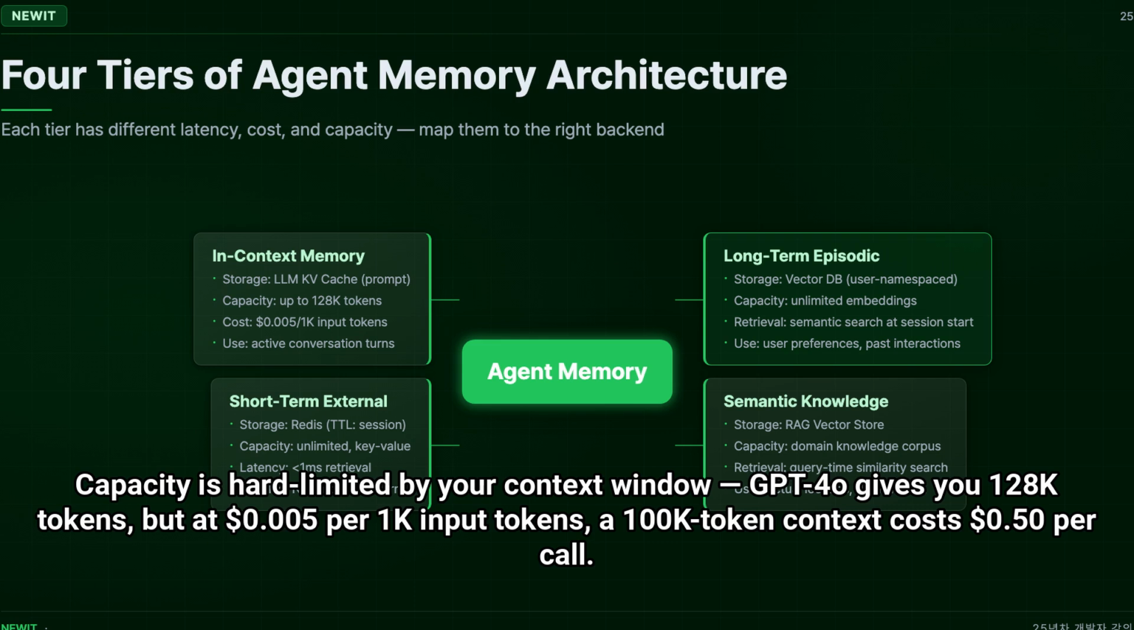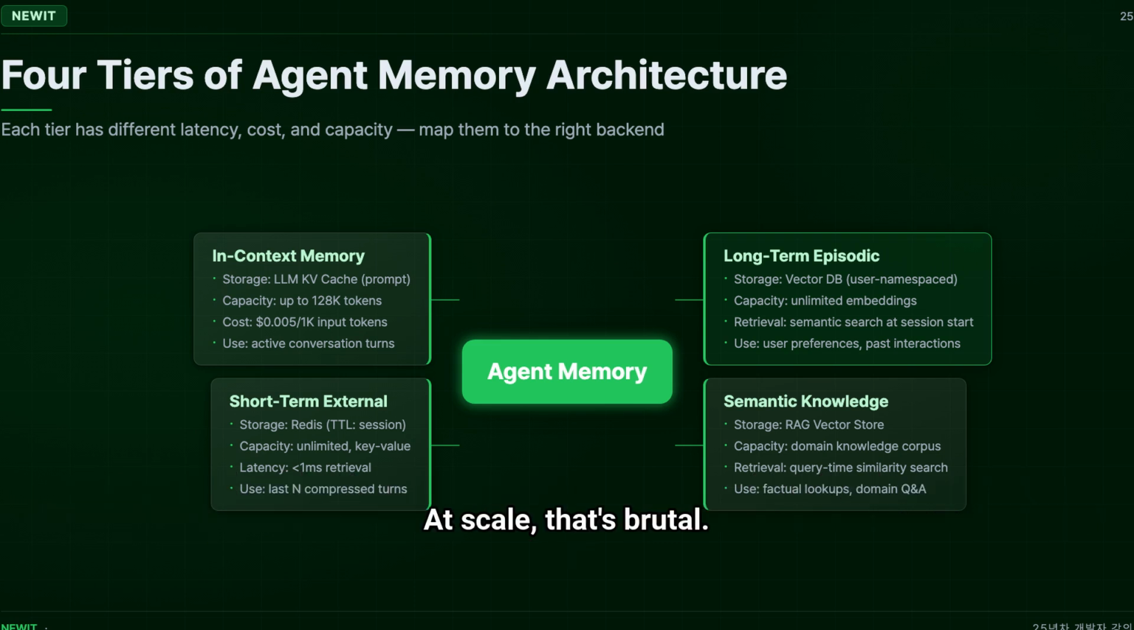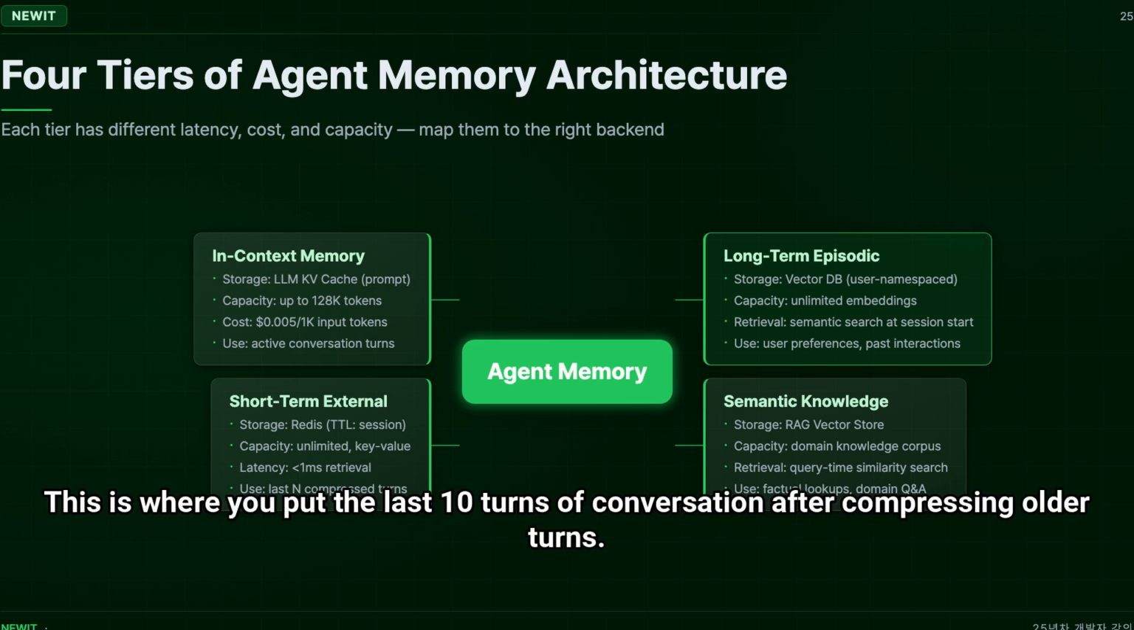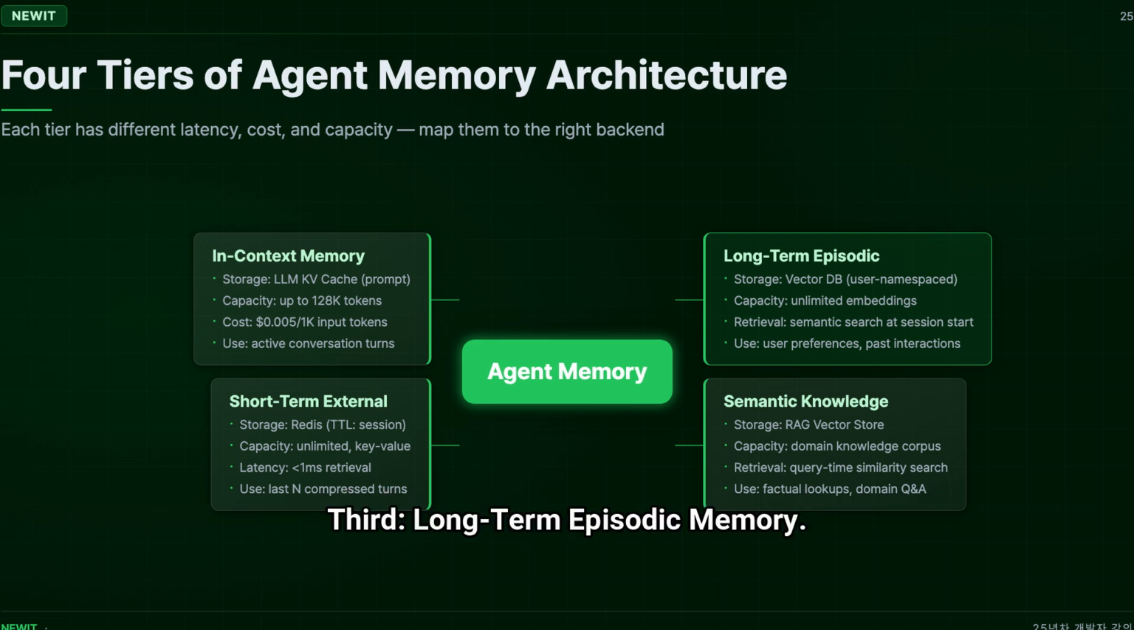A 100k token context costs per call. At scale, that's brutal. Second, external short-term memory. Session scope state stored in Redis, with a TTL. Fast retrieval, cheap, and survives LLM restarts. This is where we put the last 10 turns of conversation after compressing older turns.